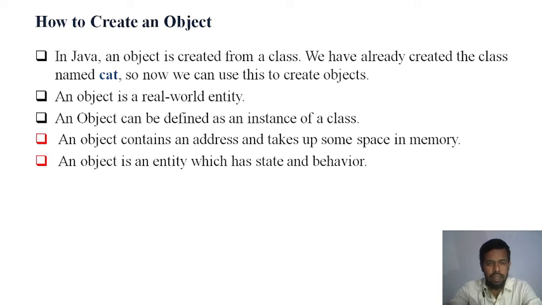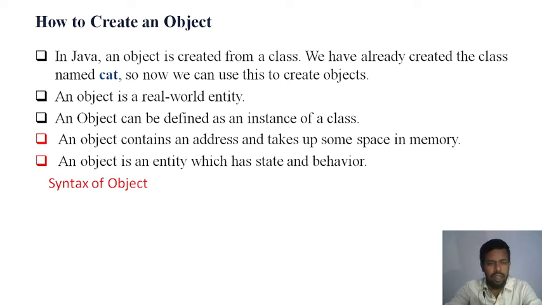An object is an entity which has state and behavior. For example, we declare a class vehicle, car. For example, the model of the car, diesel or petrol. It is a state behavior.